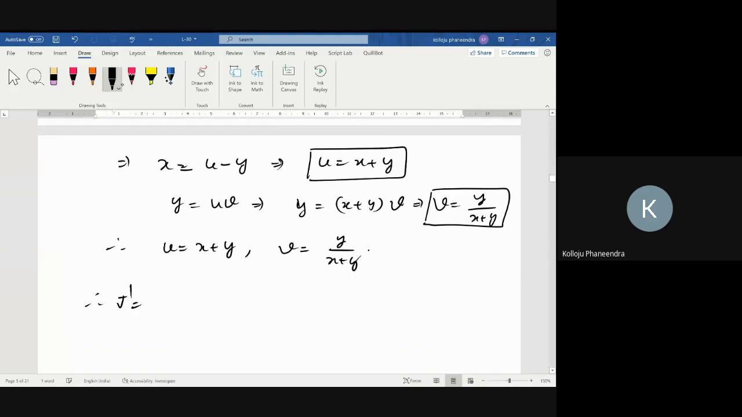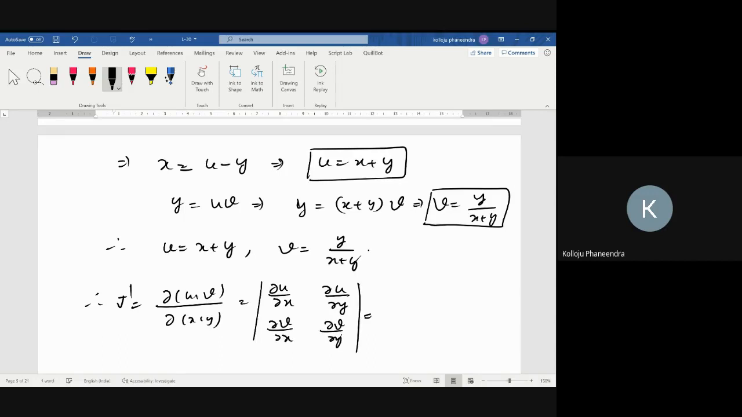Therefore, J dash stands for ∂(u,v)/∂(x,y). That is ∂u/∂x, ∂u/∂y, ∂v/∂x, ∂v/∂y. Done. So what is ∂u/∂x? 1. ∂v/∂x is minus y by (x plus y) whole squared. ∂v/∂y, by the u by v method I have to write, so (x plus y) times the derivative of y, which is 1, minus y into the derivative of (x plus y), which is 1, by (x plus y) whole squared.